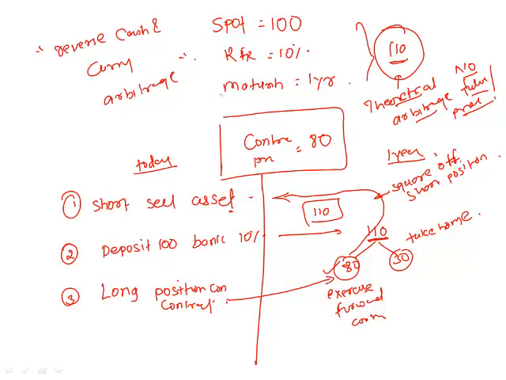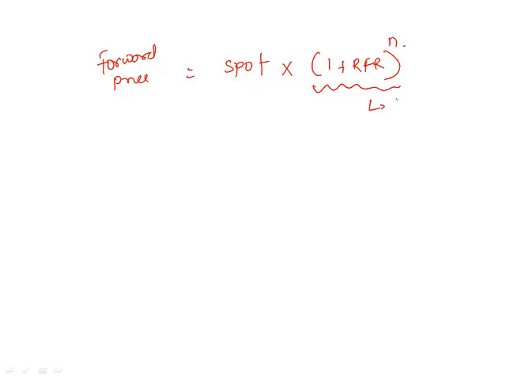So let's do an example. First, let's do a formula for this: a forward price should be equal to spot price times (1 plus risk-free rate of return) raised to n, n being the maturity of the contract. Now we would use this formula if the compounding is discrete. Discrete means annual, monthly, quarterly. If the compounding is continuous, then we will say forward is equal to S times e raised to RT, R being the rate of return, T being the maturity.